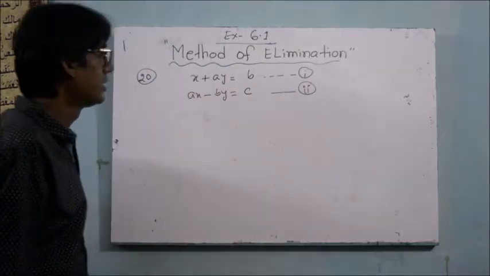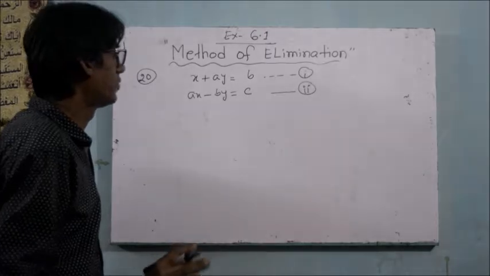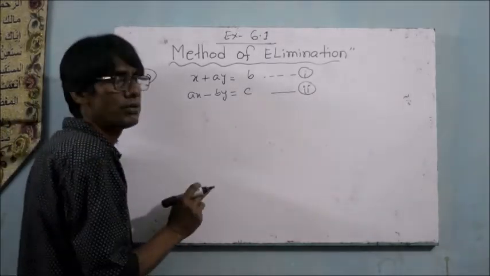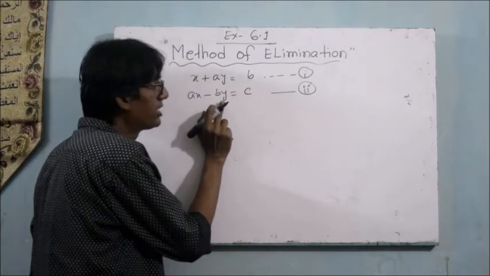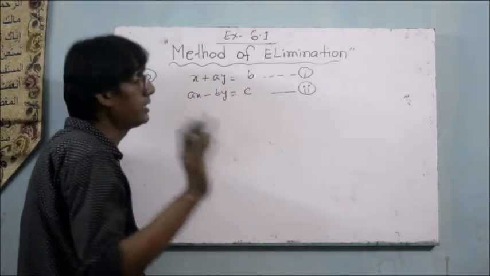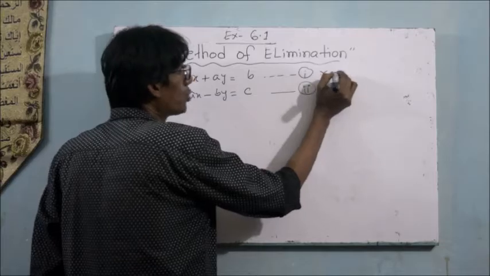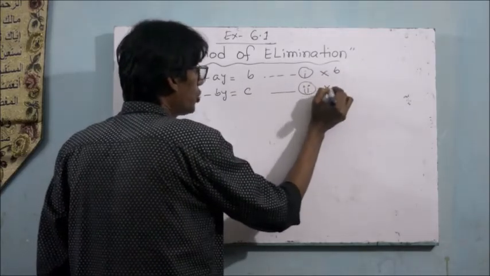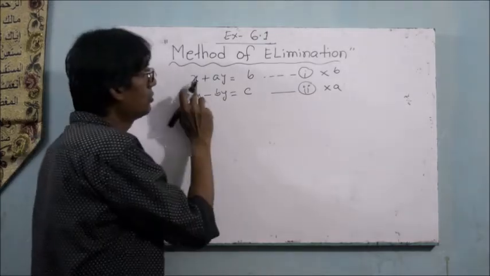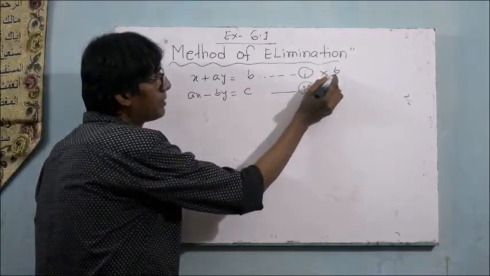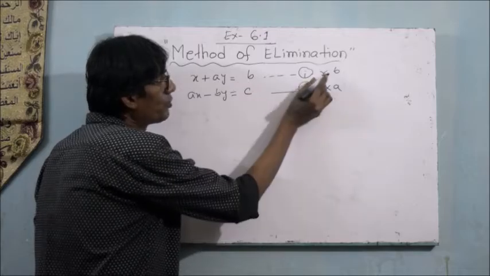Look here, if we decide that we want to eliminate the y variable, the coefficient of y is a in one equation and b in the other. So I have to make them equal. If I multiply equation 1 by b and equation 2 by a, then the coefficient of y will be equal. How? You have to multiply all of the terms with b.